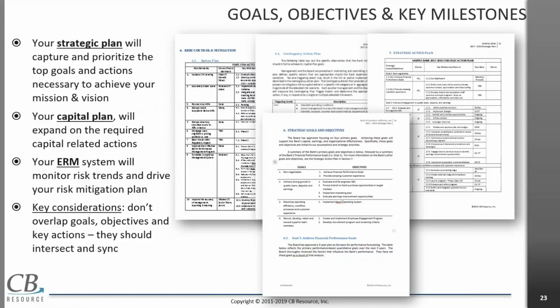So your strategic plan will capture and prioritize your goals and the actions necessary to achieve your mission and vision and your optimal performance levels. And your ERM system will monitor the risk and trends that ensure you're controlling the risk so you can achieve your strategic intent. I think this is where you get efficient. So I mentioned, as far as key considerations, don't overlap goals, objectives, and key actions. They should be integrated and synchronized.